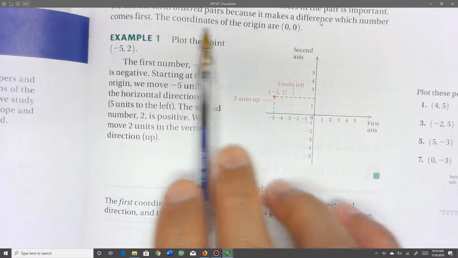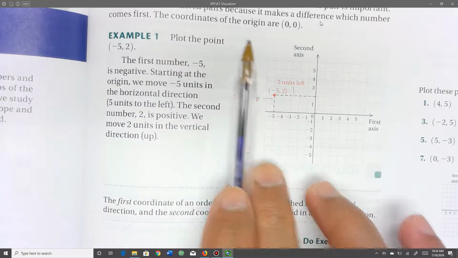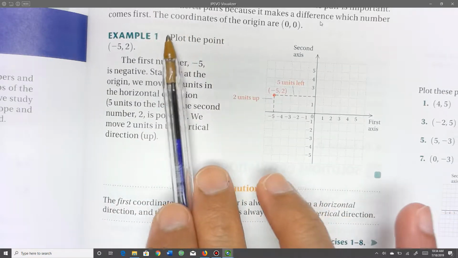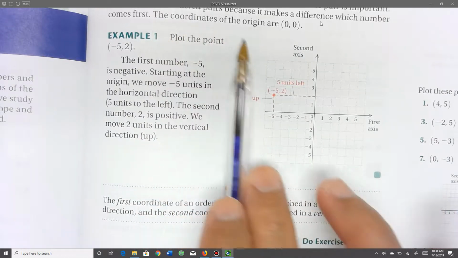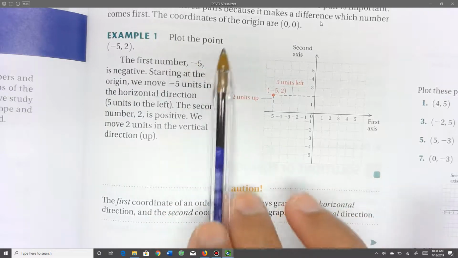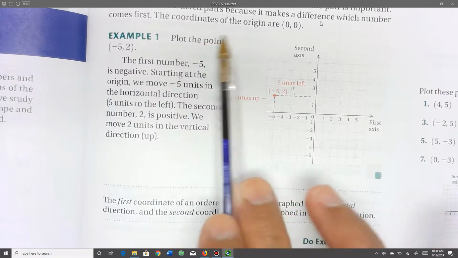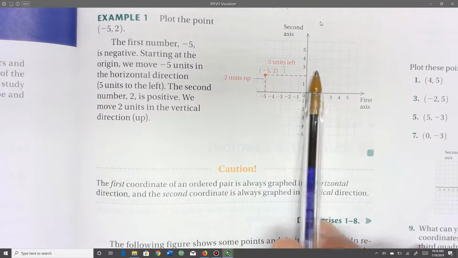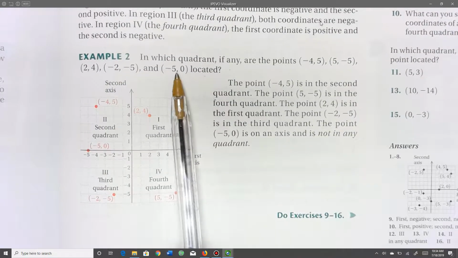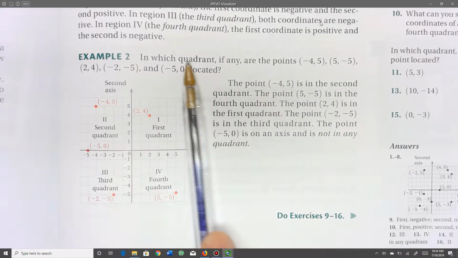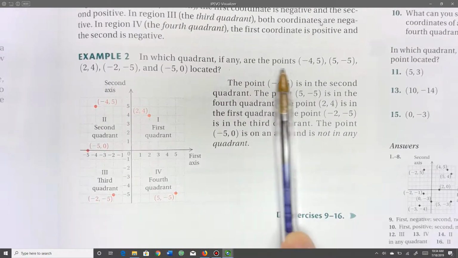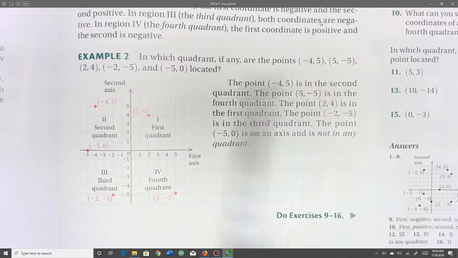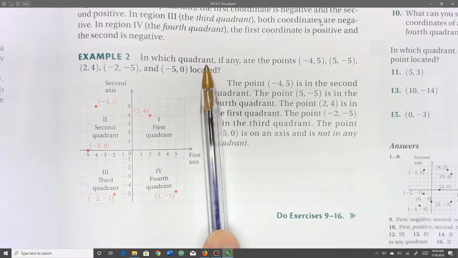On the assignment, and of course on the test too. And it's gonna look something like this. So get familiar with the questions, the kind of questions they ask. Okay, plot the point. It literally means plotting the point on the graph. Okay, and then you're also gonna have this kind of questions: in which quadrant, if any, are all these points located?